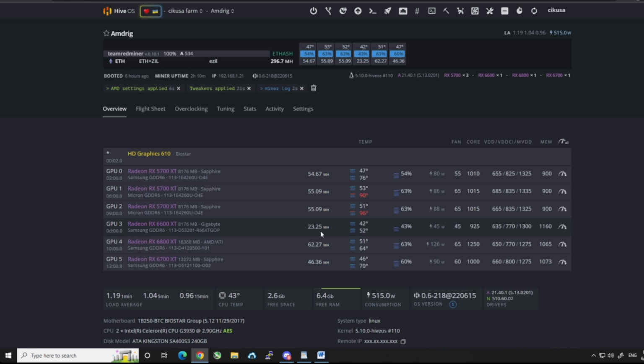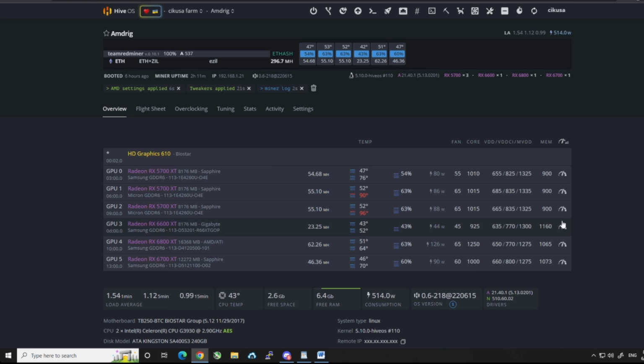That means that memory is not stable on 1160. For this particular card, your card might run on 1160, but from my experience with 6600s before, they usually max out on 1150. That is usually the max they can run at. So right now, we're going to refresh again, and you can see that it's not going anywhere.